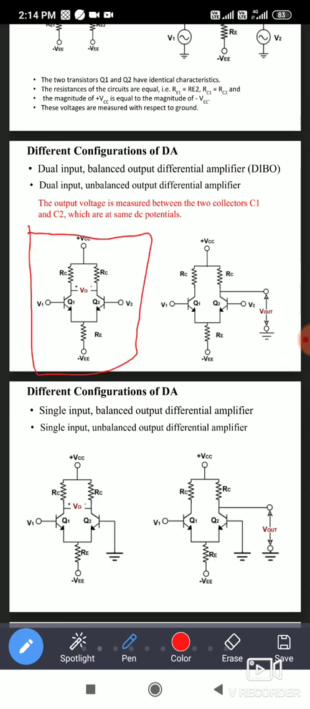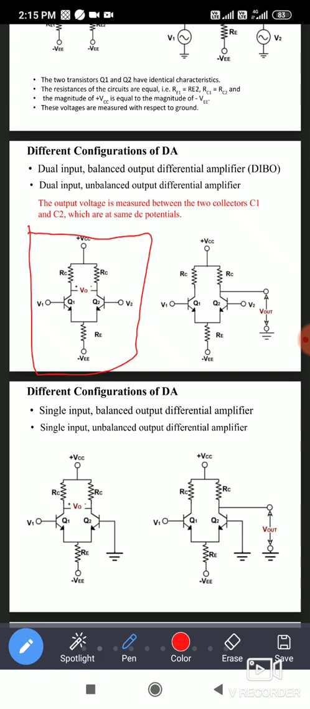Two inputs we are applying here, V1 and V2, at the respective bases of transistors Q1 and Q2, and output we are taking between the collector terminals of transistors Q1 and Q2. So this differential amplifier is known as dual input balanced output differential amplifier.